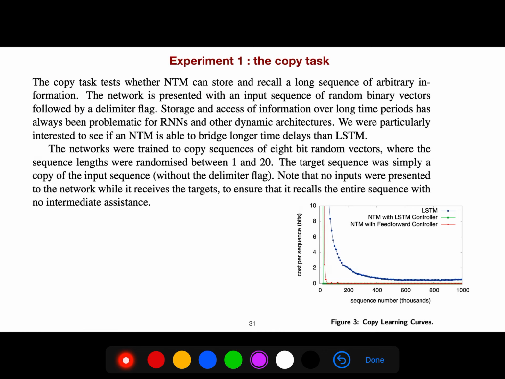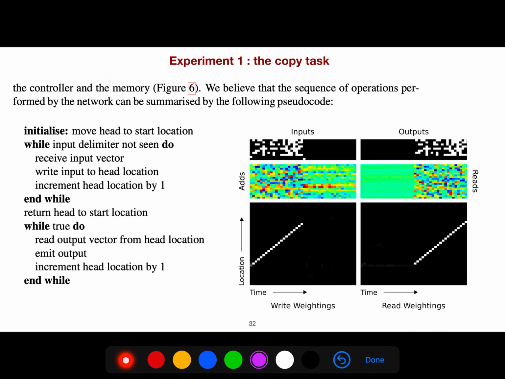So the experiment that they did is the copy task. It's very simple. We just copy. And you see that LSTM has a higher cost, because this is for LSTM. For example, at a given sequence number, you see that the LSTM has higher cost than NTM with LSTM. But NTM anyway is much better. It has lower costs.